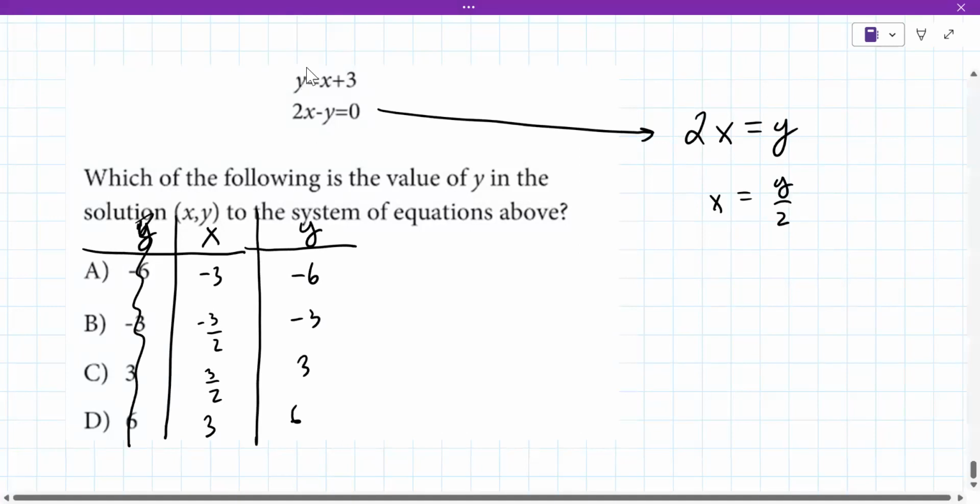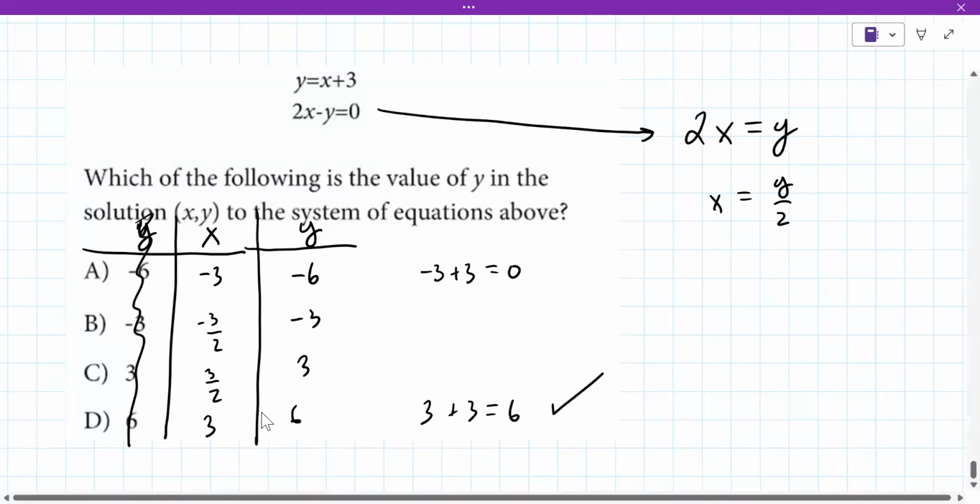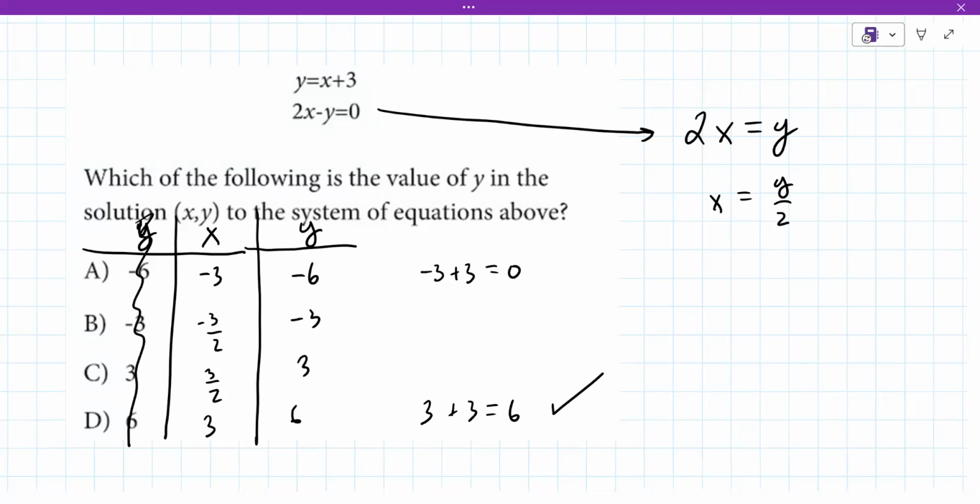Now you go to the other equation, y equals x plus 3, and hopefully one of these works. I probably avoid using the fractions, but you can see here x plus 3: minus 3 plus 3 is 0, and 3 plus 3 is 6. There's your answer. So you create a table of x and y values to try.